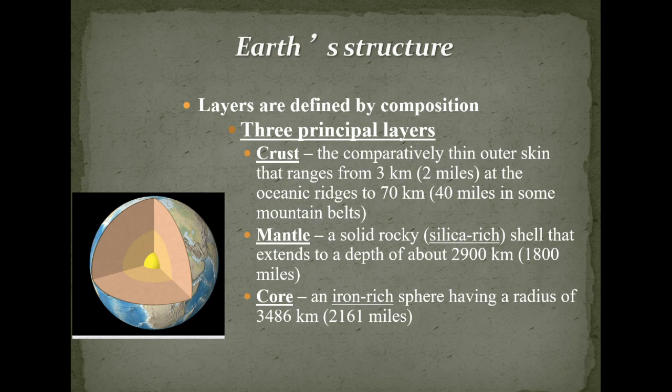You also don't really need to memorize the makeup, like the silica rich. It's just giving you an idea of the differences. But in our class, we just need to know the different sections and how they behave, not what they're made up of or their exact thickness. And then finally you have the core. The core is really iron rich, and its radius is 2,161 miles.